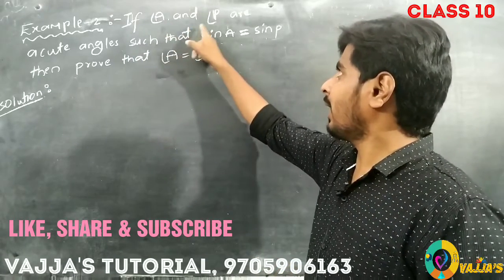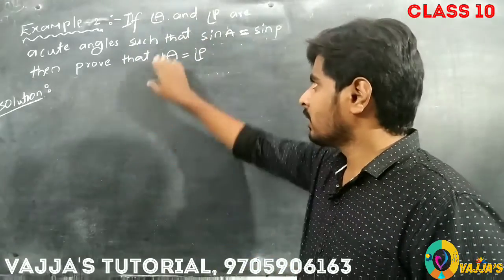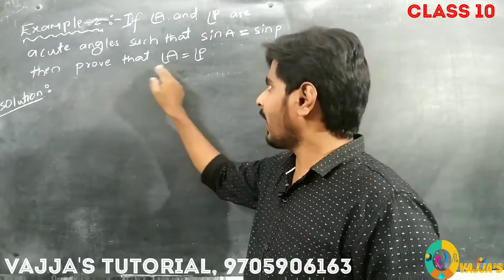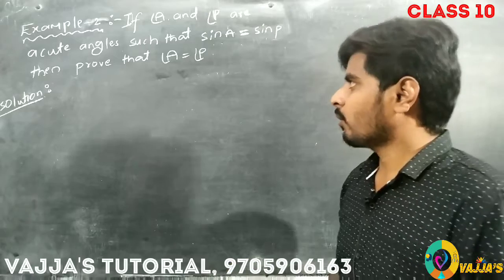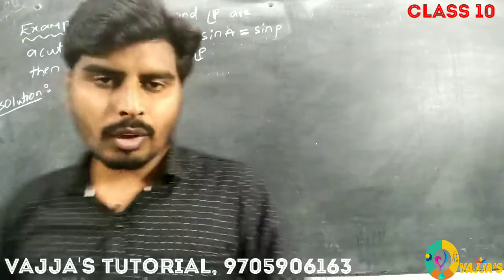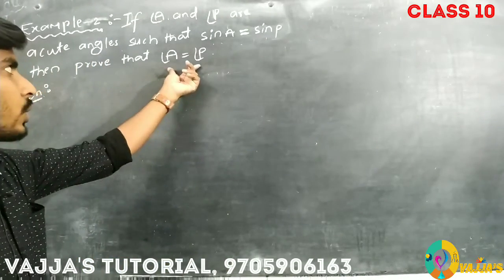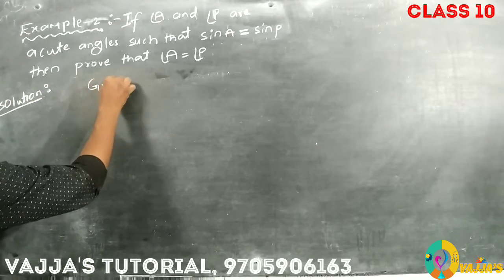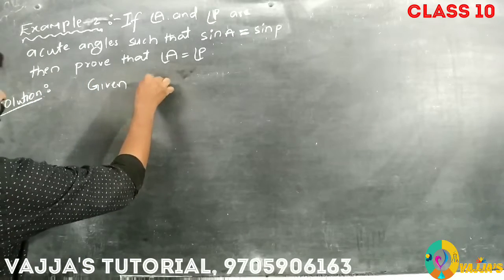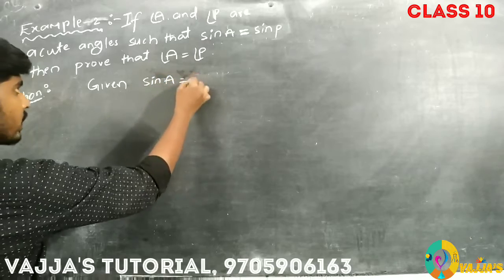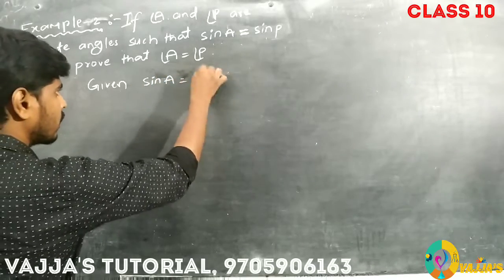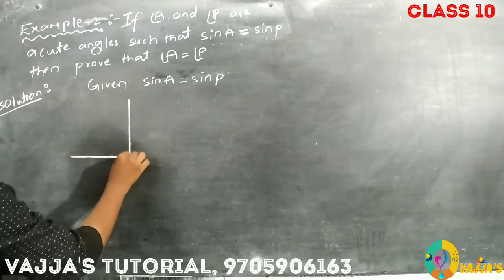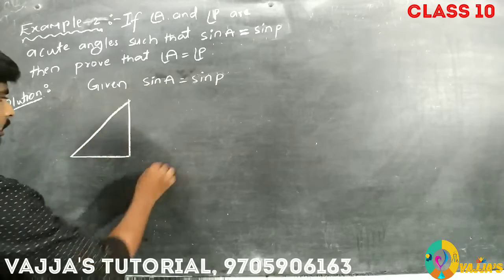If angle A and angle P are acute angles such that sin A equals sin P, then prove that angle A equals angle P. Okay, what we have to prove finally? We have to prove angle A equals angle P. So what is given here? Given sin A ratio is equal to sin P.